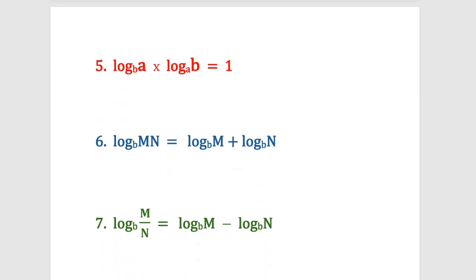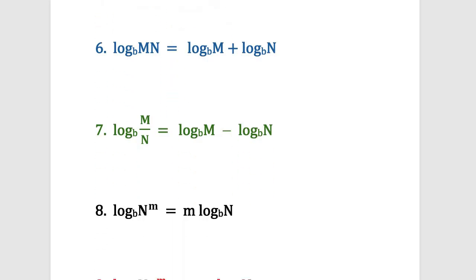Formula number 5, log b base a times log a base b equals 1. If the base becomes the number and the number becomes the base, and these two types of logs are multiplied, we get 1. This is formula number 5.